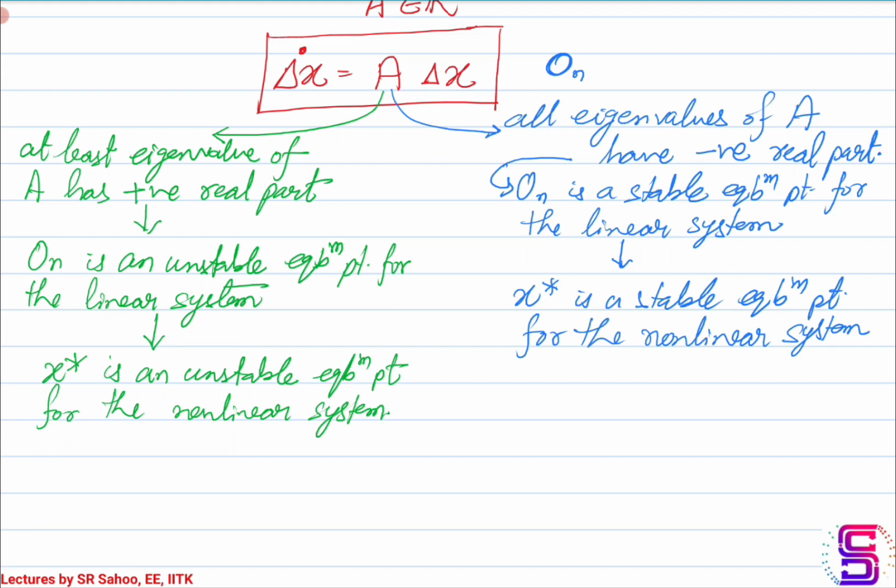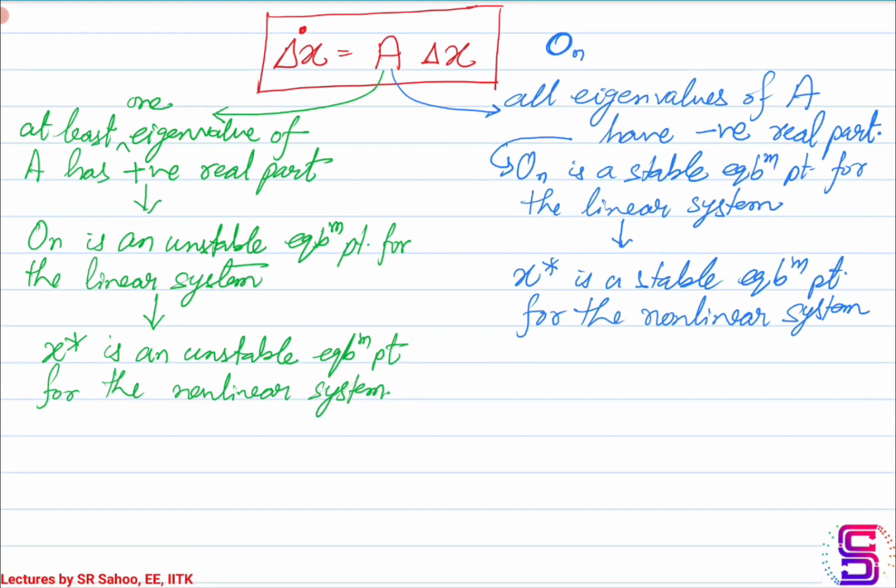Right. So if all eigenvalues of A have negative real part, then the zero equilibrium is a stable equilibrium point for the linear system, which indicates that x star is a stable equilibrium for the non-linear system. Similarly, if A has at least one eigenvalue with positive real part, then 0 is an unstable equilibrium point for the linear system, and hence x star becomes an unstable equilibrium point for the non-linear system in hand.